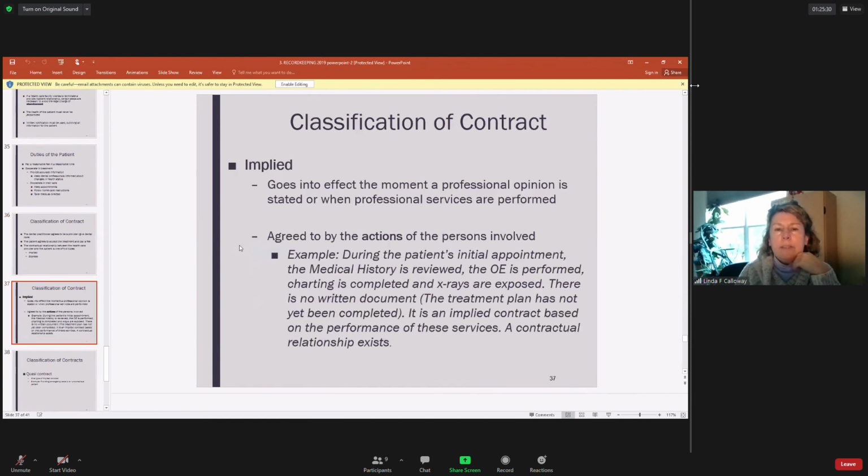Okay, so let's finish this. Classification of contract. It's implied, goes into effect the moment a professional opinion is stated, and when professional services are performed.